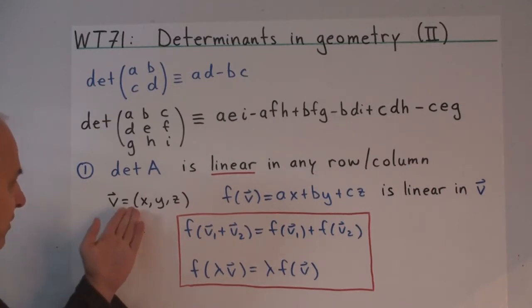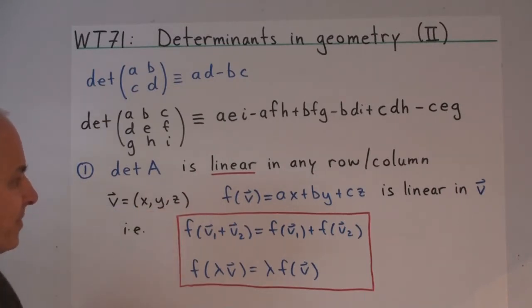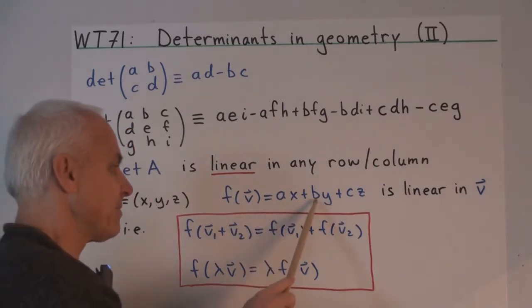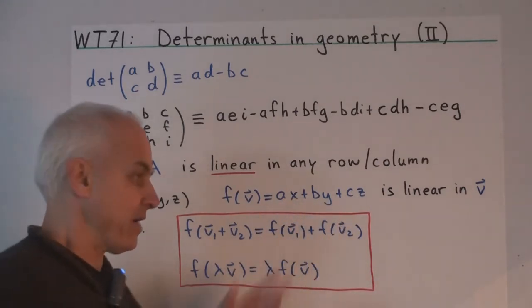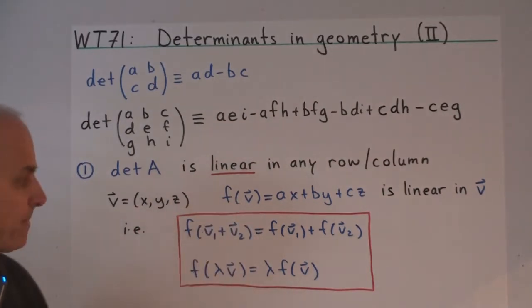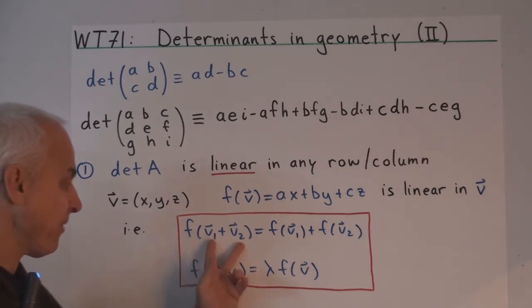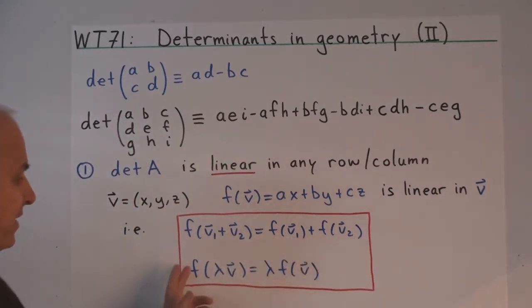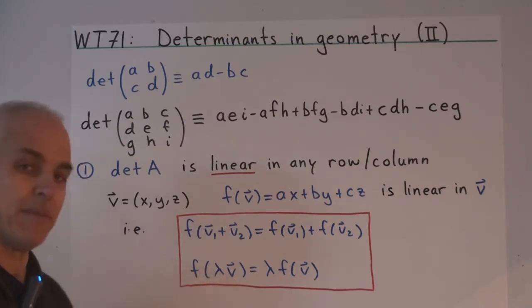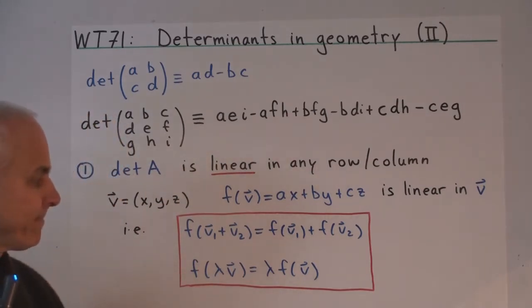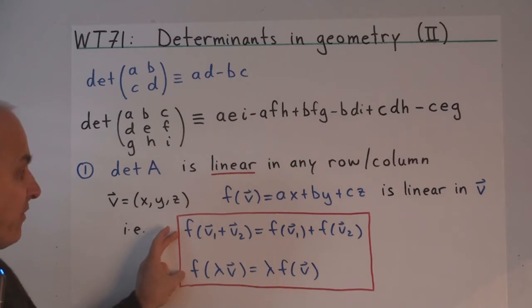In general, if we have a vector v given with coordinates x, y, and z, then a function like this is called a linear function. So something in the form ax plus by plus cz, where a, b, and c are, in this case, just specific numbers. That's called a linear function of the vector v. And it has these two basic properties, that f of the sum of two vectors is the sum of f of v1 plus f of v2. And if you look at what f does to lambda times a vector, you get lambda times what it does to the vector. So this is the definition of a linear function of a vector.